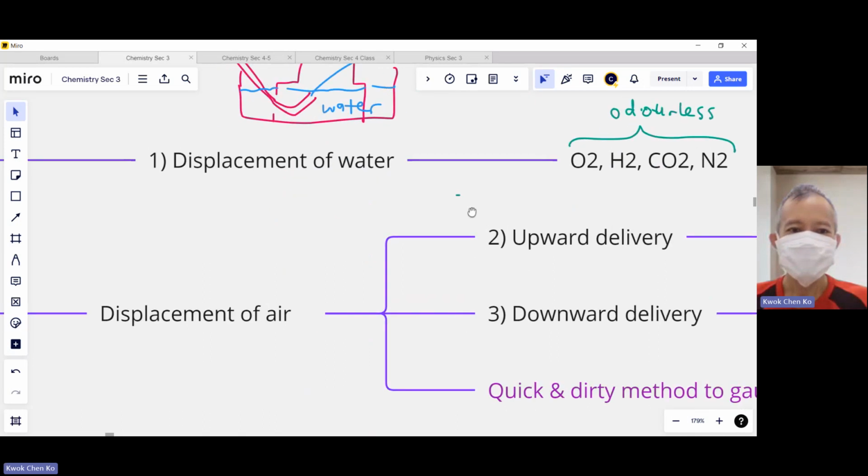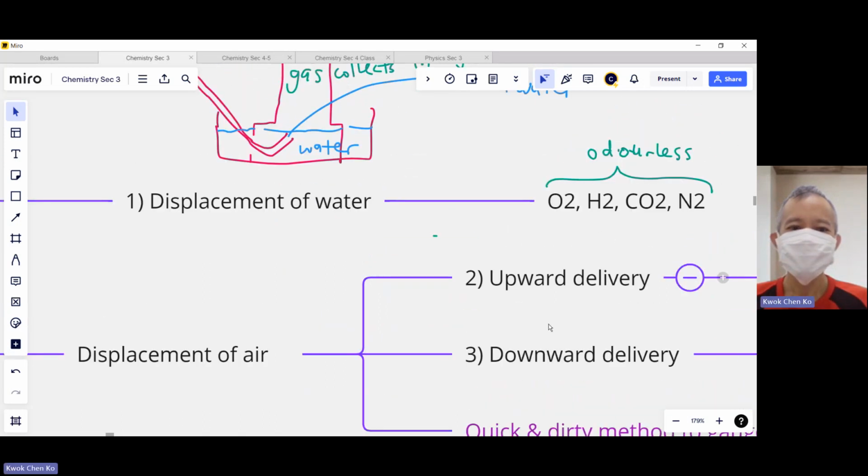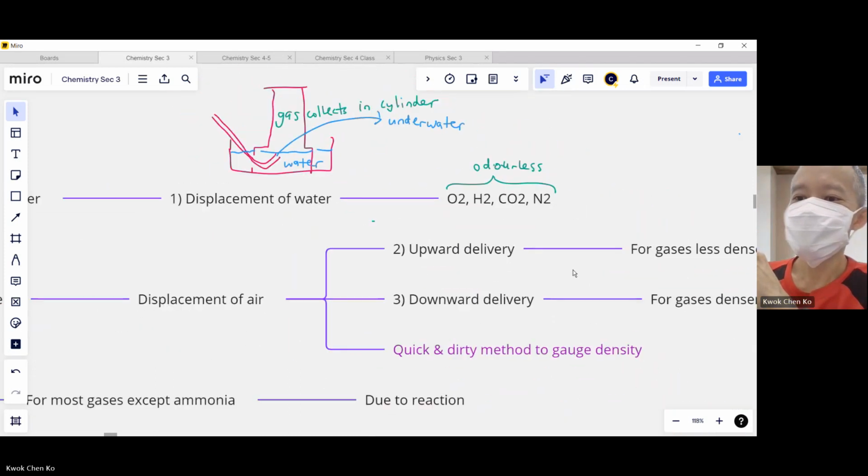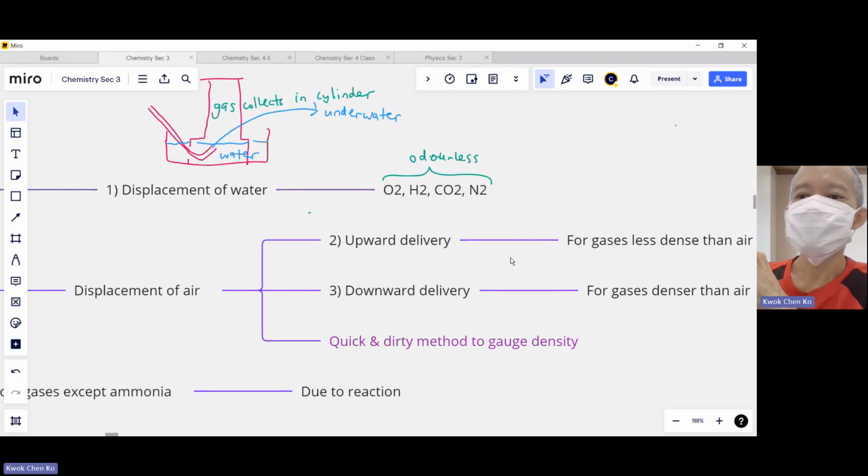For the rest, you have two possibilities for displacement of air. There are two different methods, and it depends on the density of the gas compared to air.